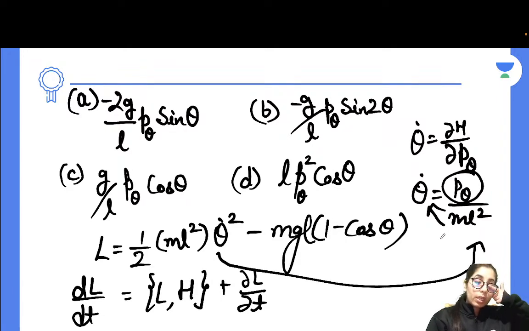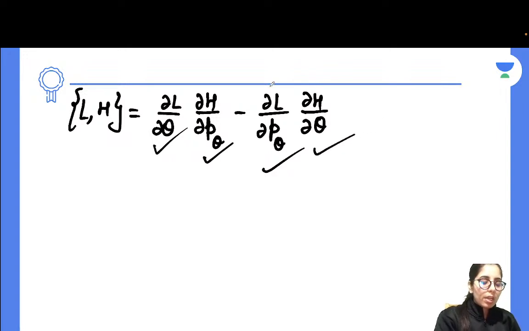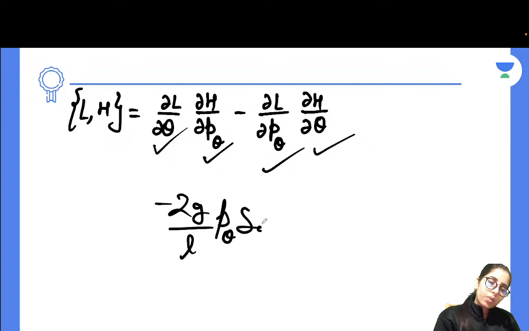And you will be getting the Lagrangian in terms of P_θ as well. Once you get that, it's easy to do the differentiation of the Lagrangian with respect to P_θ. In the Lagrangian, you already have θ. In the Hamiltonian, you have P_θ, and you have θ too. So you just have to differentiate these values. Just put these values at these places, and you are going to get your final answer, which is negative 2g by L, P_θ sin θ. This is what you will get.